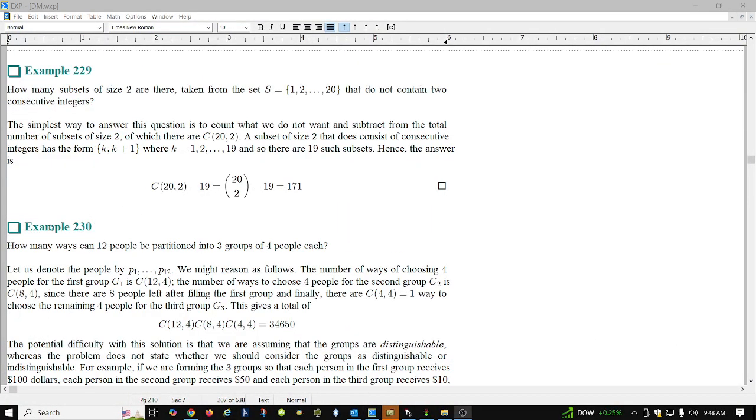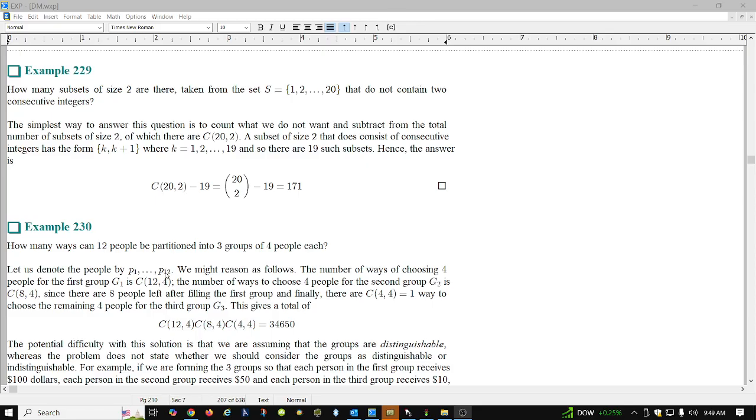Okay, let's look at this example. How many ways can 12 people be partitioned into 3 groups of 4 people each? So let's denote the people by P1 through P12. Now we can reason as follows.